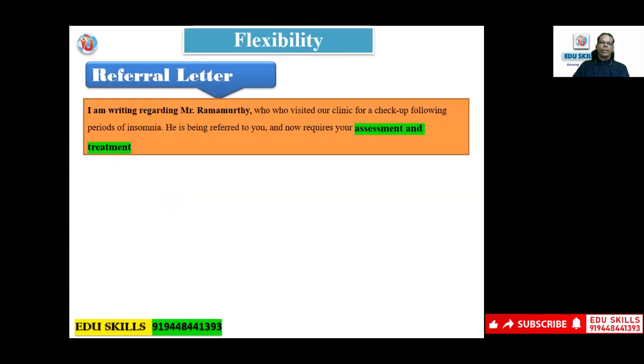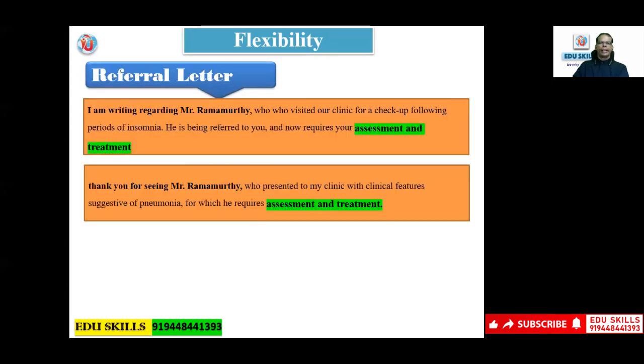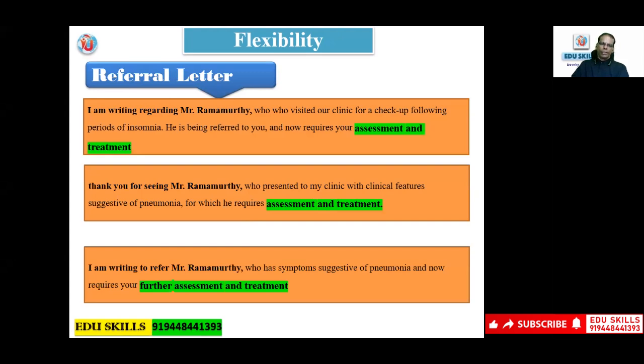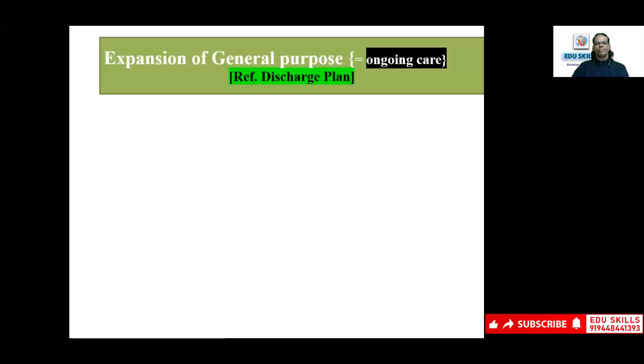Referral letter, as I already read this. Another variation could be, thank you for seeing Mr. Ramamurthy, who presented to my clinic with clinical features suggestive of pneumonia, for which he requires assessment and treatment. Another variation could be, I'm writing to refer Mr. Ramamurthy, who has symptoms suggestive of pneumonia and now requires your further assessment and treatment.